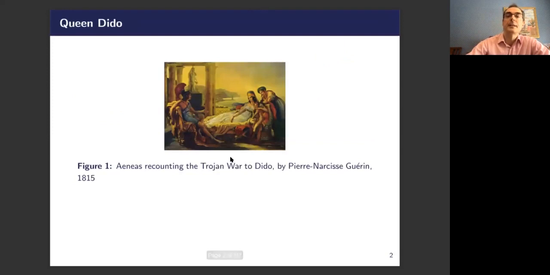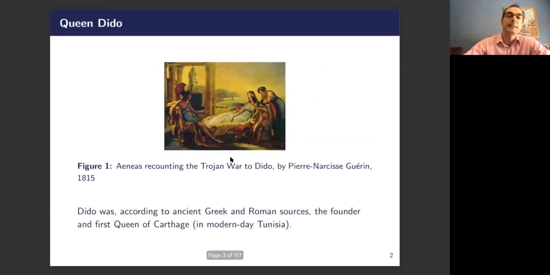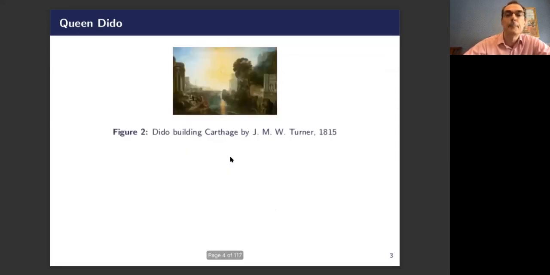So the theory of sets of finite perimeter is closely related to the study of isoperimetric inequalities, which have a very long history in the history of mathematics and beyond, and goes back at least to the legend of Queen Dido, who was, according to Greek and Roman sources, the founder and the first queen of Carthage, Carthage being an ancient city in modern-day Tunisia.